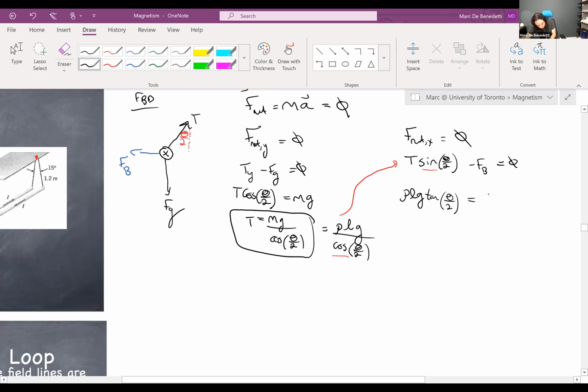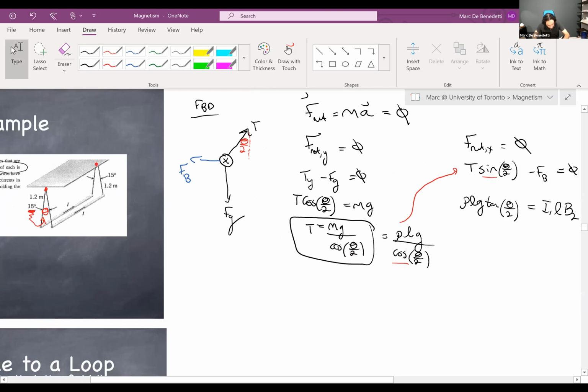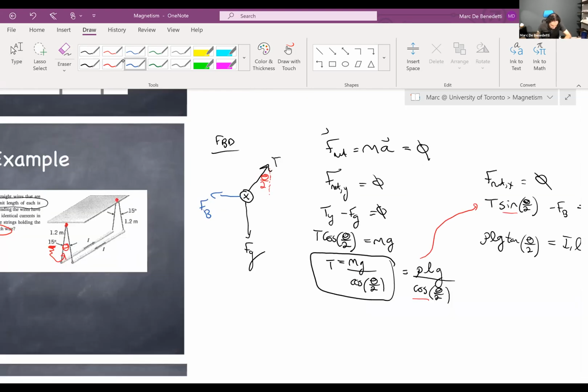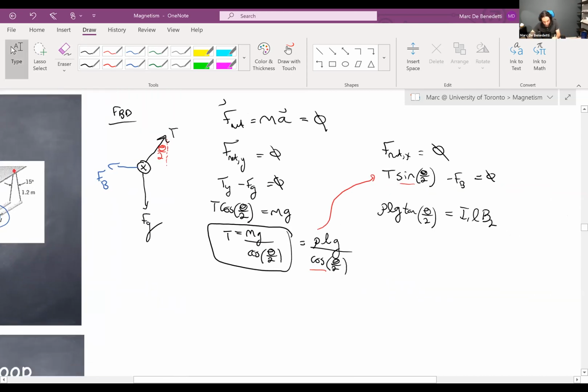And this is going to equal the magnetic force. This is the magnetic force on the wire. So this is going to be the current in wire 1, L, and the B field due to the other wire, ILB, B being the external B field. So the external B field is the B field generated by this second wire here. Okay, so let's keep going.